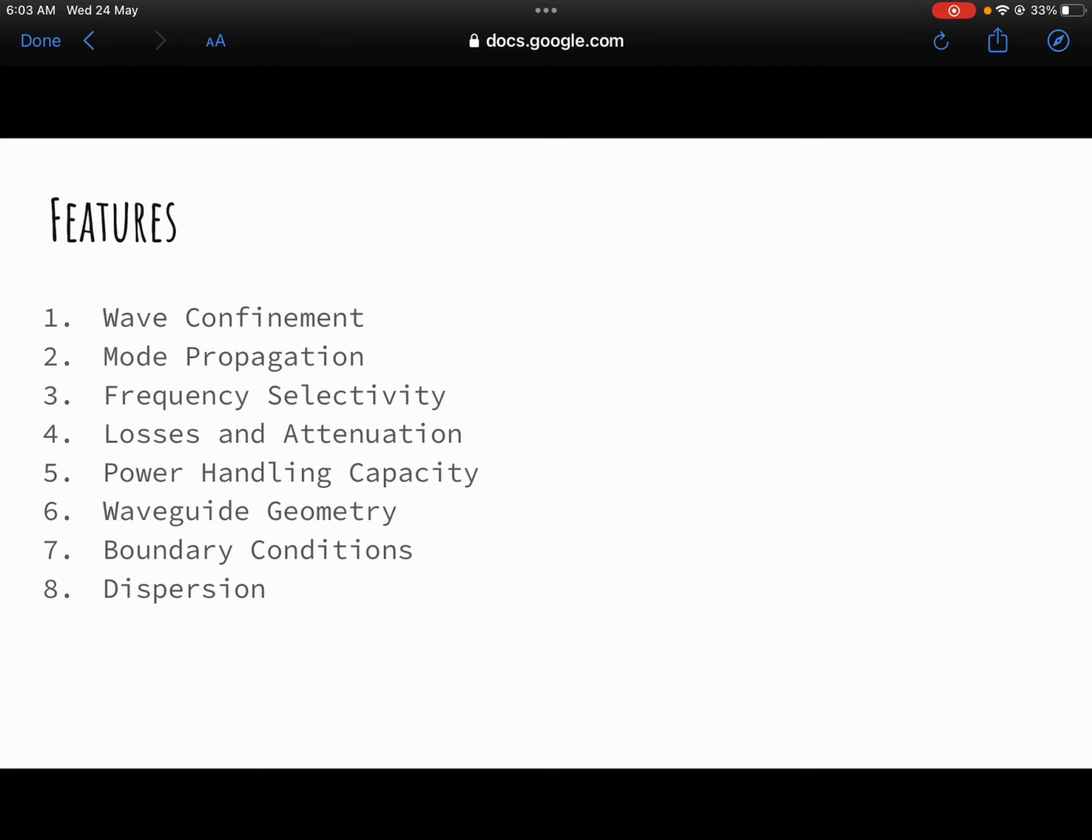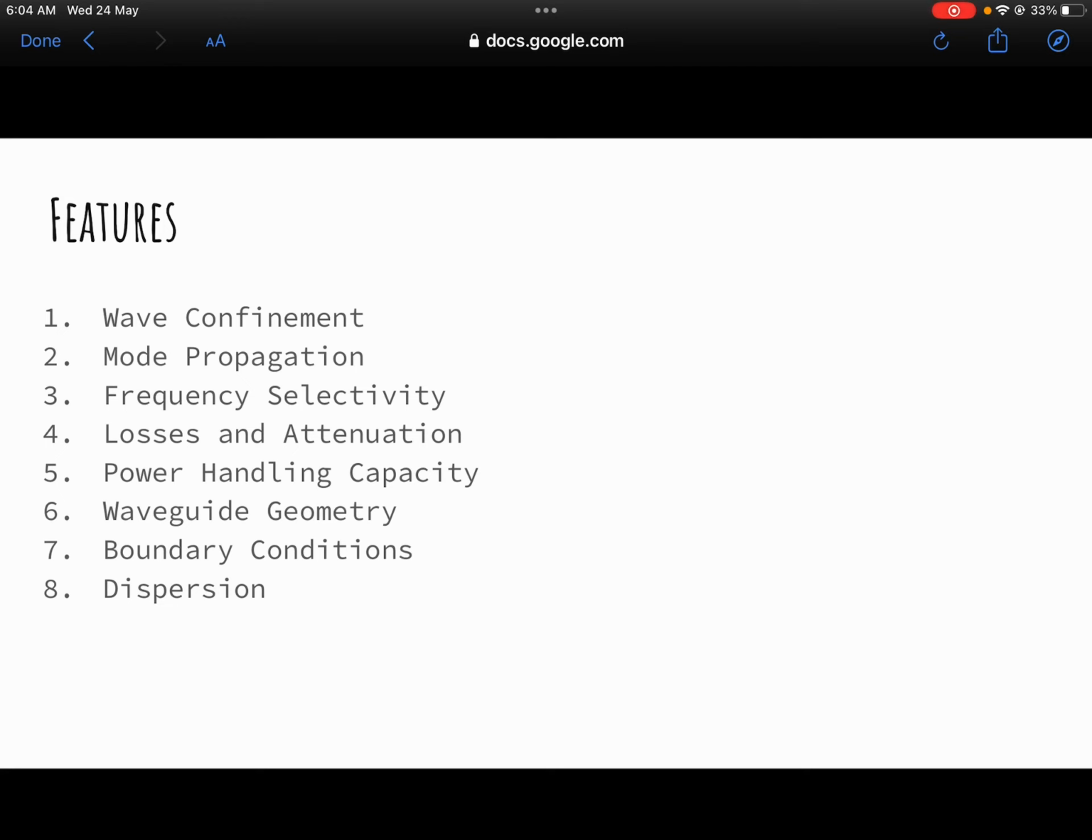Then there is frequency selectivity. Waveguides are designed to operate within specific frequency ranges. The dimension and geometry of a waveguide determine its cutoff frequency, which is the lowest frequency that can propagate within the waveguide. The frequency selectivity allows for the transmission and control of signals within a specific frequency band.